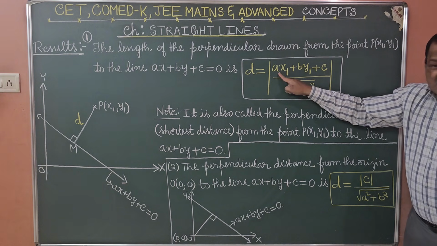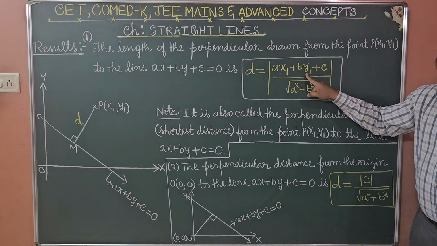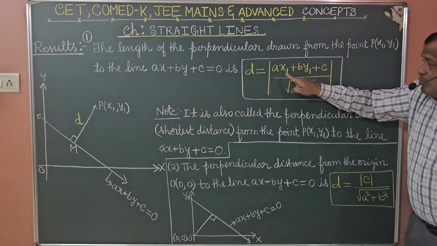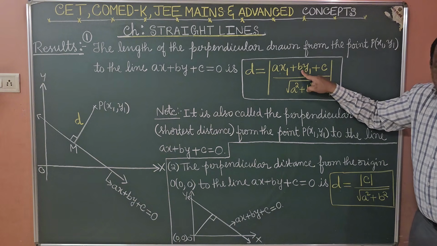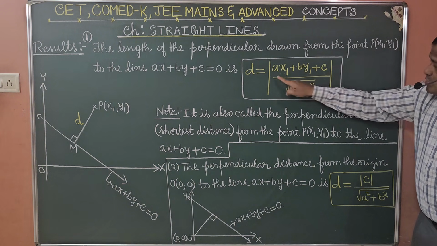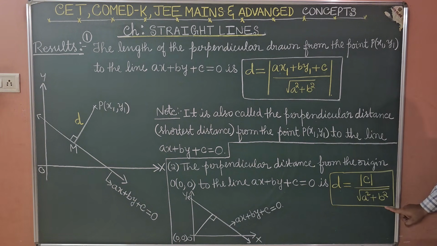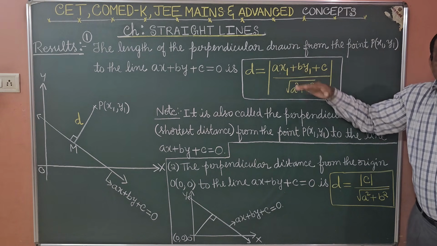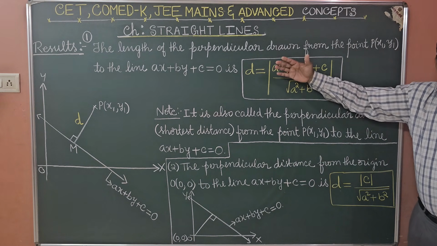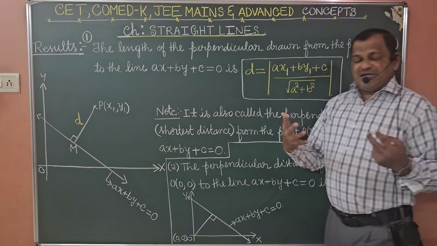What happens to these two terms, ax1 plus by1? They become 0, because the moment you put x1 equal to 0, y1 equal to 0, this is 0 plus 0, so 0 plus c, so modulus c by root of a square plus b square. So therefore, a couple of important results, and I would like to give one more result, my dear students.